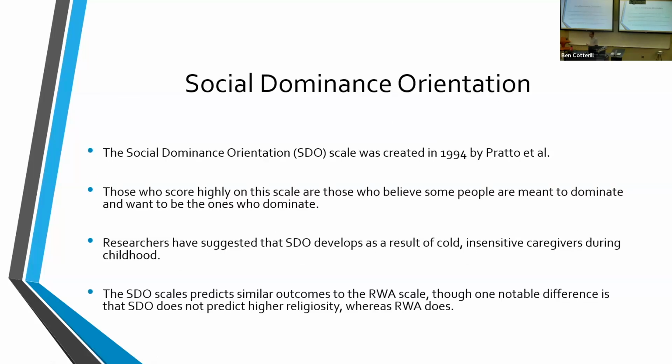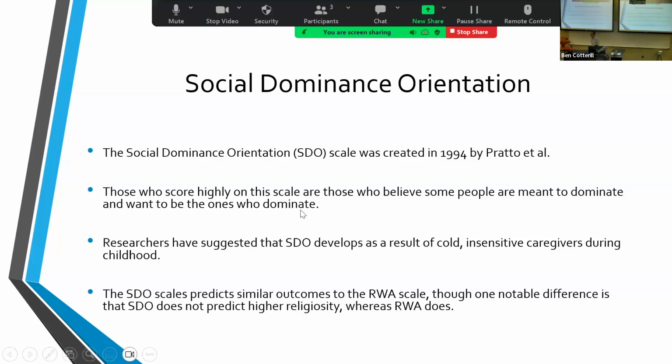Now, social dominance orientation is similar in that it's a personality trait in part used to help predict discriminatory beliefs and prejudice. Indeed, those who score high on this believe that some people in society are meant to dominate over others, okay? And research does also suggest that those who score high in this trait come from pretty cold, aloof, unsupportive parents, okay?